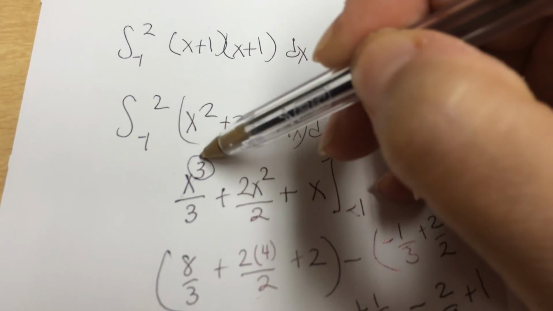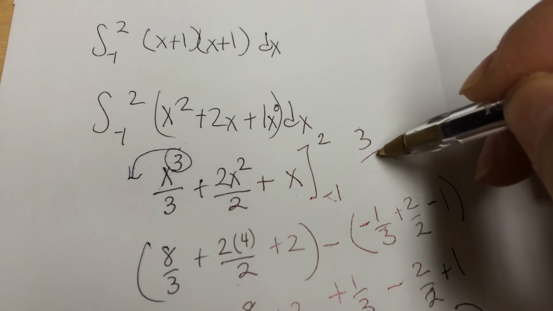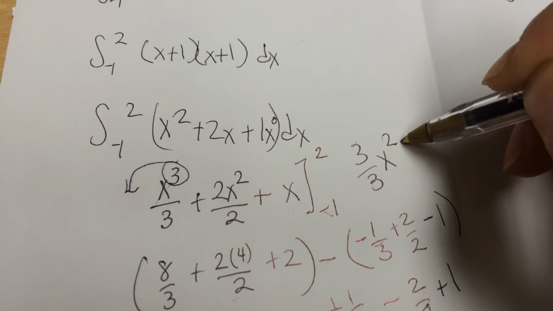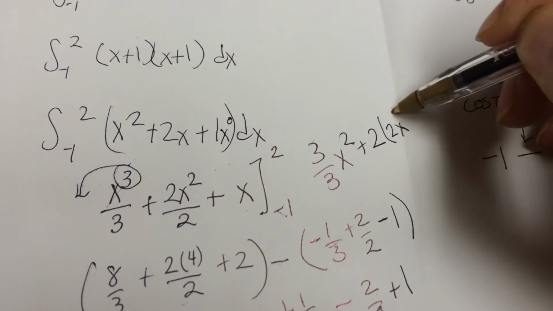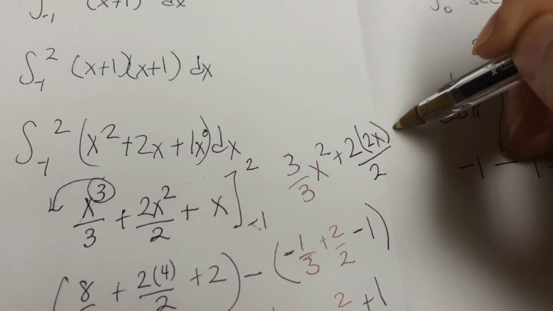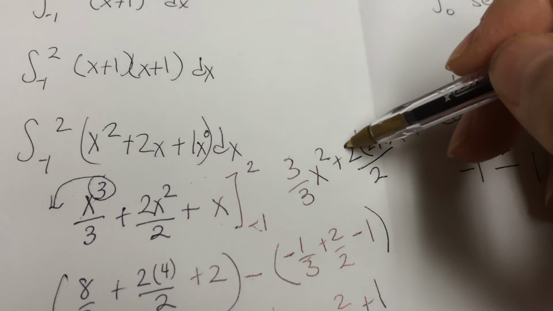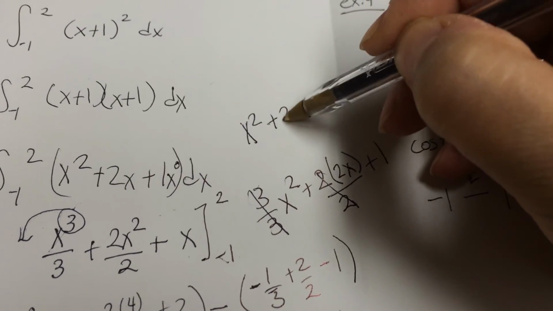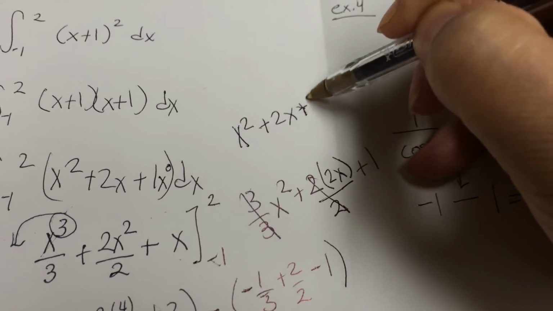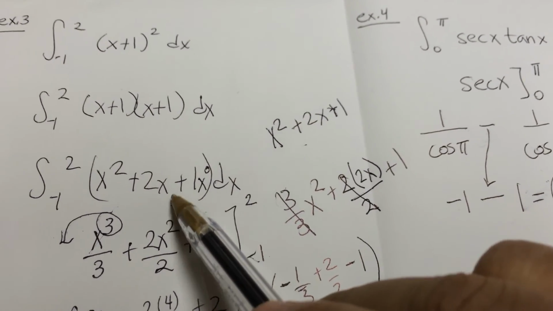So let's take this 3 right there. We bring it down, right? That's going to give us 3 over 3 x squared plus 2. And I bring the 2 down, so that's going to be 2x all over 2, and then plus 1, right? Because the derivative of x is 1. So that's going to cancel out. That's going to cancel out. You're left with this x squared plus 2x plus 1, right? Which is then exactly the same as the original equation. That's how you know if you're doing this right.